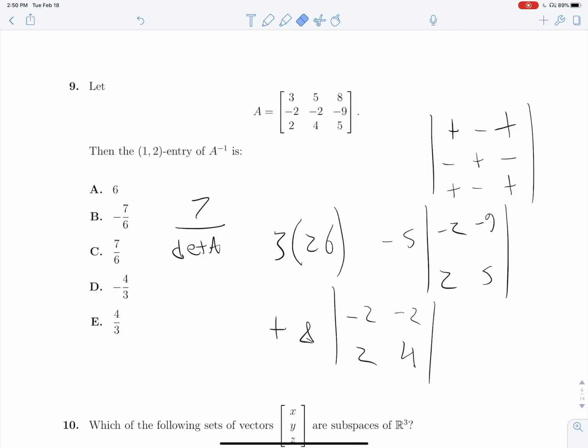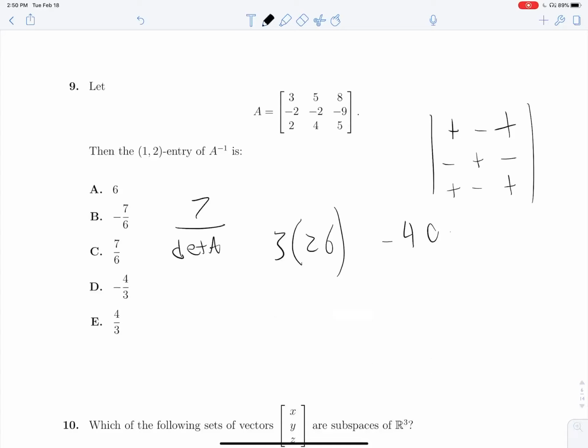Minus 5 times -10 plus 18, so 8. And we'll just replace that with 40. And then over here we have -8 plus 4, or just -4. So this is minus 32, or minus 72.